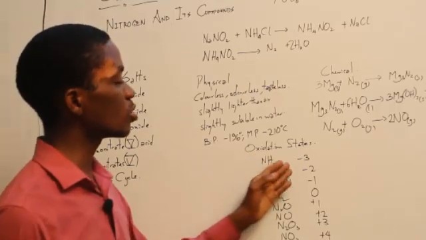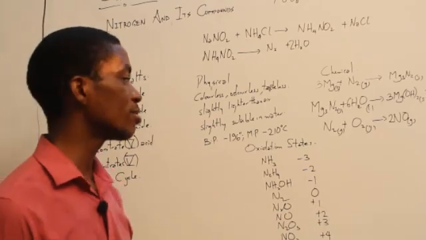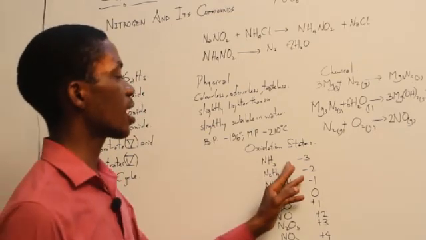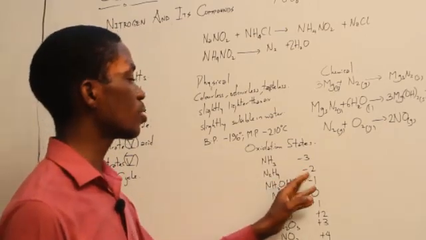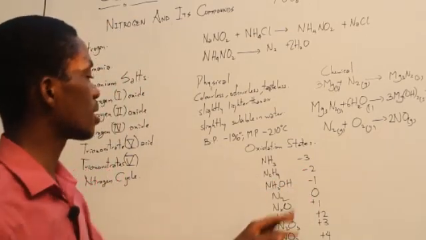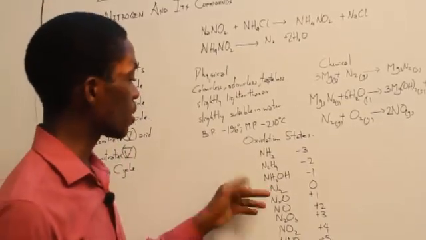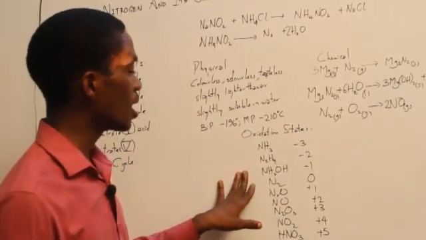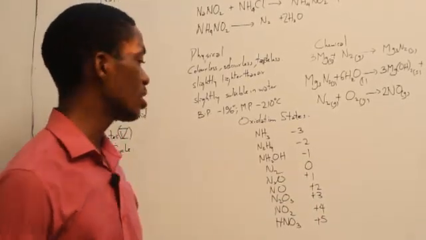Alright, let's quickly look at the different oxidation states of nitrogen before we go any further. Nitrogen exists in about 9 different oxidation states. It exists at -3 in ammonia. It exists as -2 in amine. It exists as -1 in this particular base, and it exists as 0 in nature since it can be found free in nature.